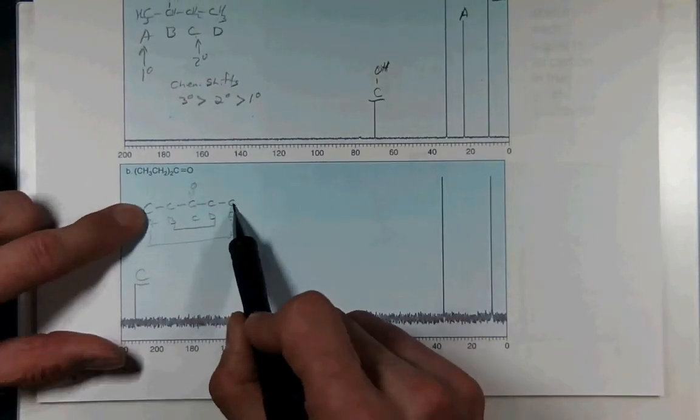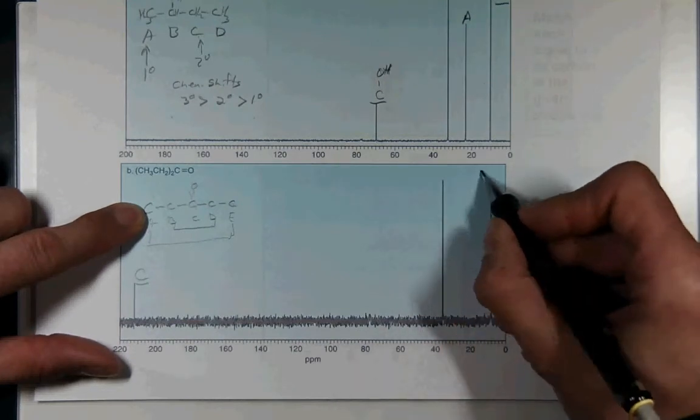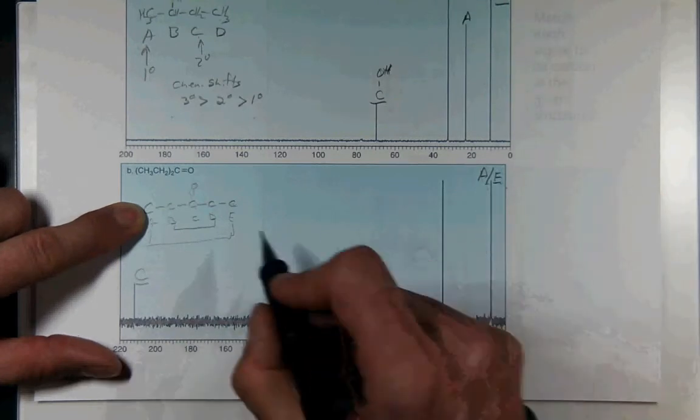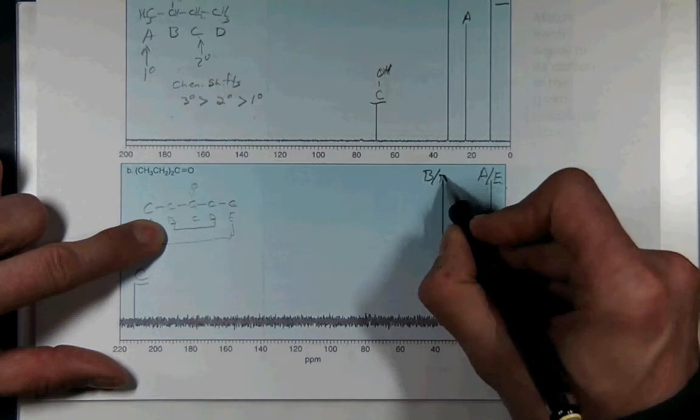These two guys, again being primary and furthest away, are going to be upfield. So this is carbons A and E. They're equivalent. They give you one signal. Carbons B and D, again equivalent. They give you one signal.